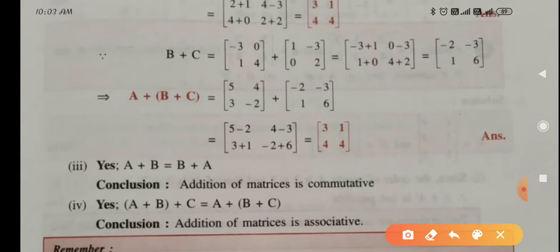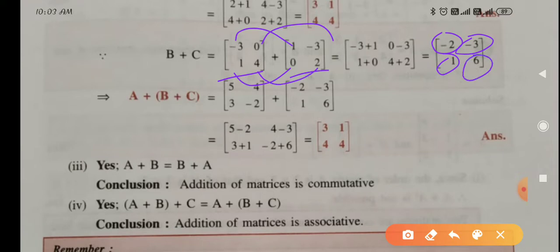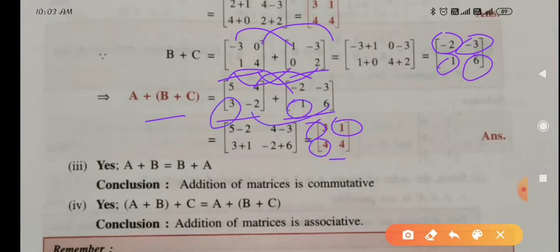So B plus C, first you find B and C: minus 3 plus 1 is minus 2, 0 plus minus 3 is minus 3, 1 plus 0 is 1, and 4 plus 2 is 6. Now to this B plus C you add A, so A plus B plus C: 5 minus 2 is 3, 4 minus 3 is 1, 3 plus 1 is 4, and minus 2 plus 6 is 4.